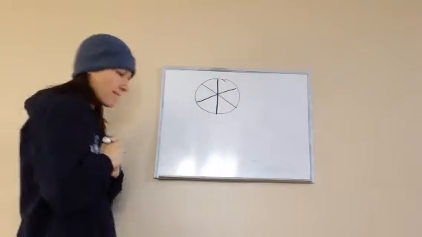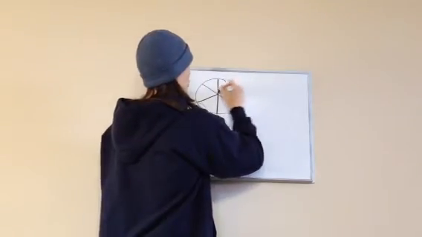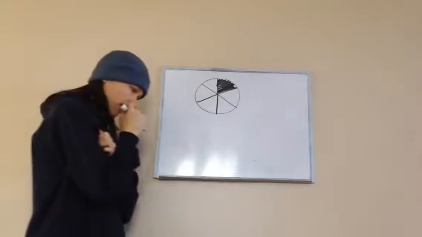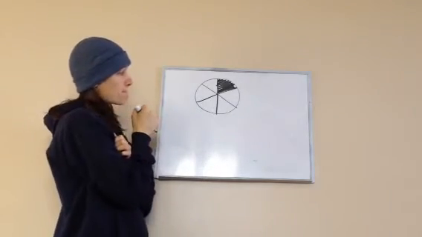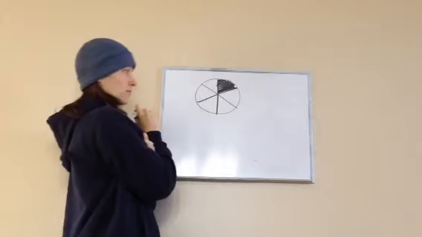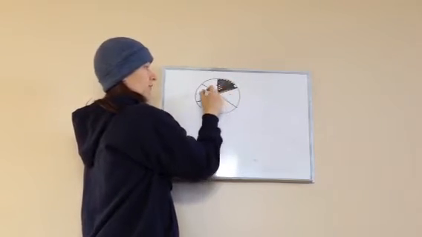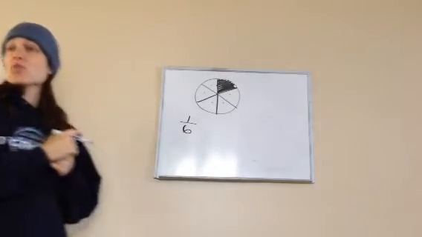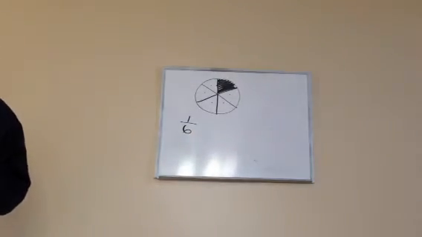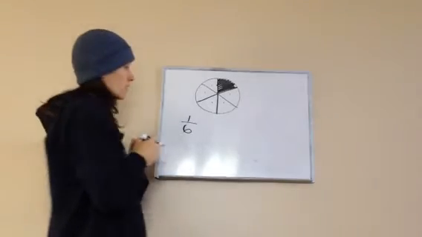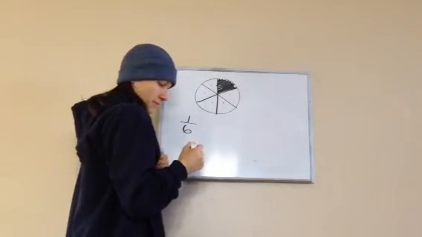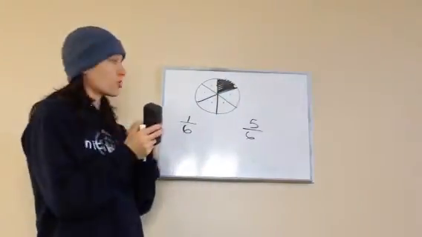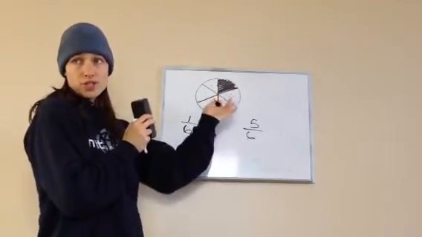If I were to ask you how much of this is shaded, what would you tell me? 1/6. 1, 2, 3, 4, 5, 6. So there are 6. So you would say 1/6 is shaded. What if I asked you what amount is not shaded? 5/6. Very good. You've got to really pay attention to how they're asking you to state this, whether it's not shaded or shaded.